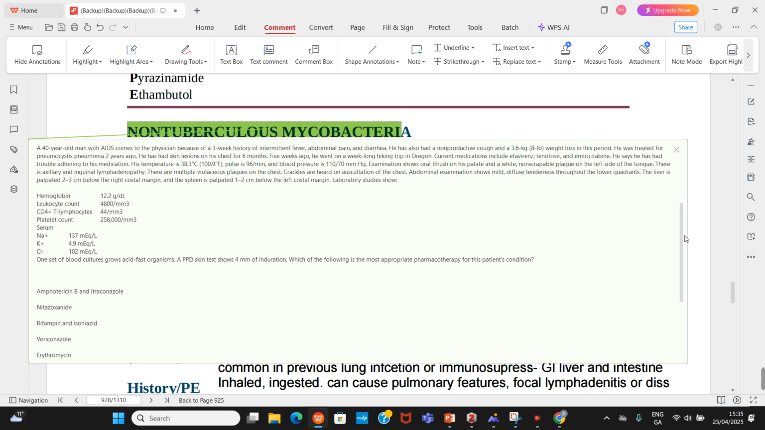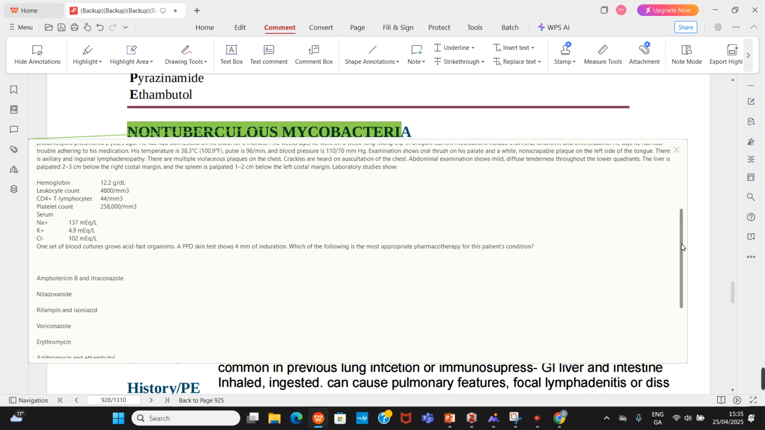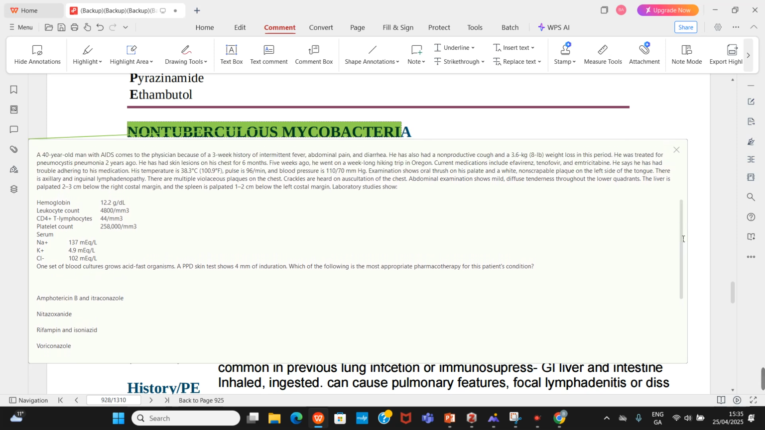Amphotericin B and itraconazole. Why? What does this diagnosis seem to be? He is immunocompromised and also has signs and symptoms of histoplasmosis at this point. Yeah, with all these oral lesions, hepatosplenomegaly.